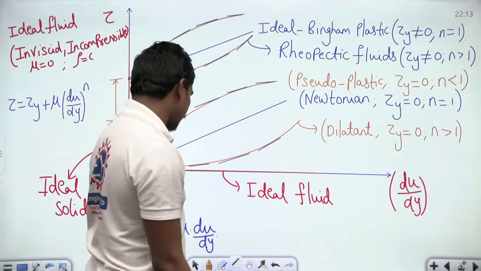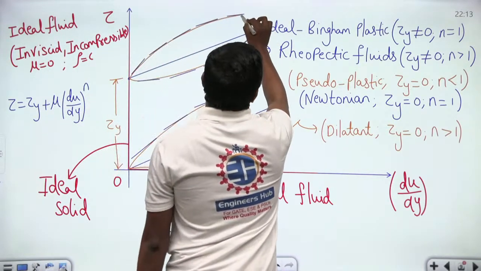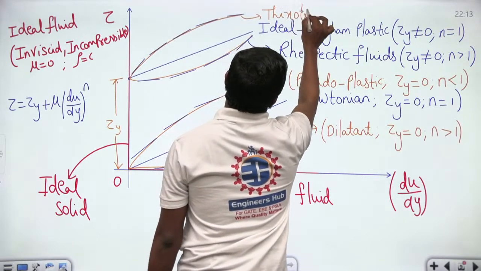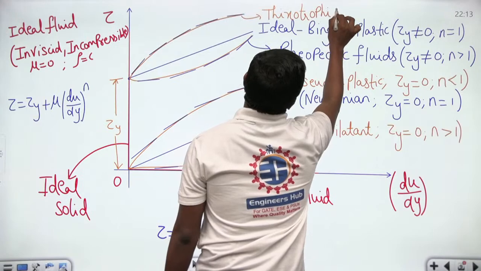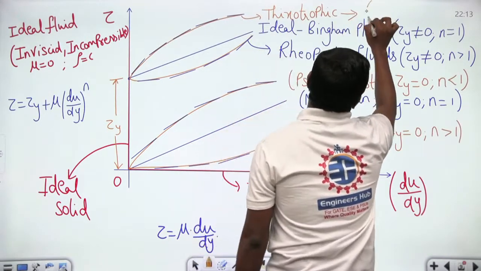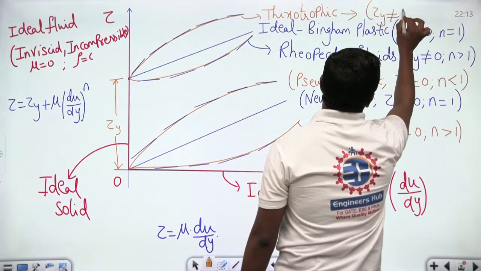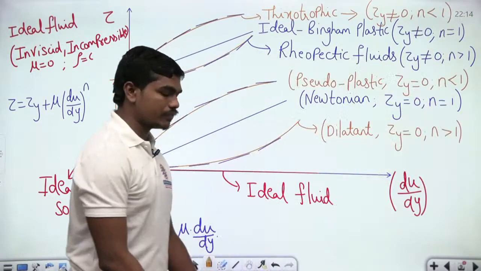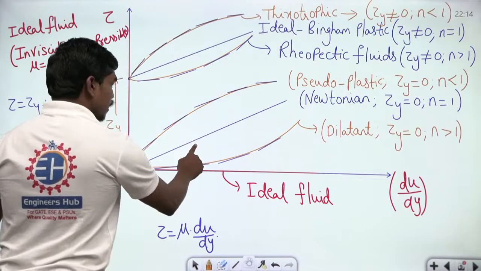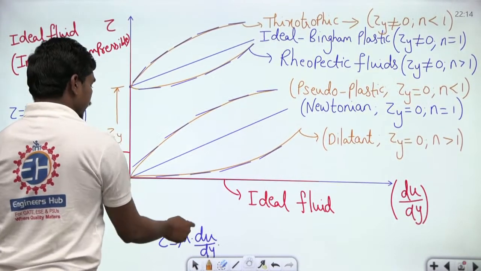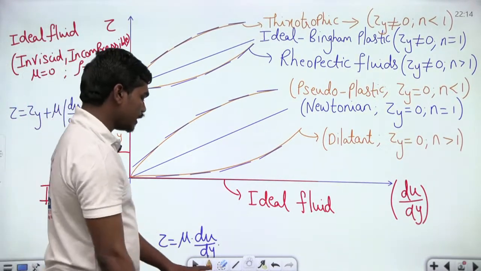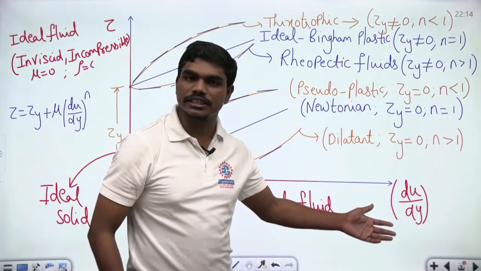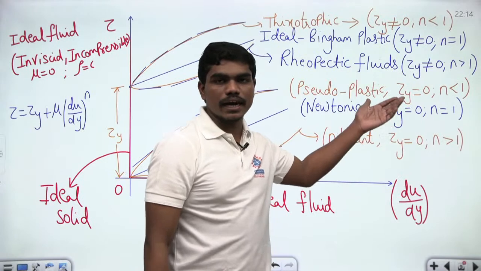And in case of thixotropic fluids, if you try to analyze these coordinates, your tau y is not equal to 0 again, and of course your n value is less than 1. This is the complete classification of fluids. Correct? So are you all clear how this graph is generated depending upon shear thickening, shear thinning, and time thickening and time thinning fluids?